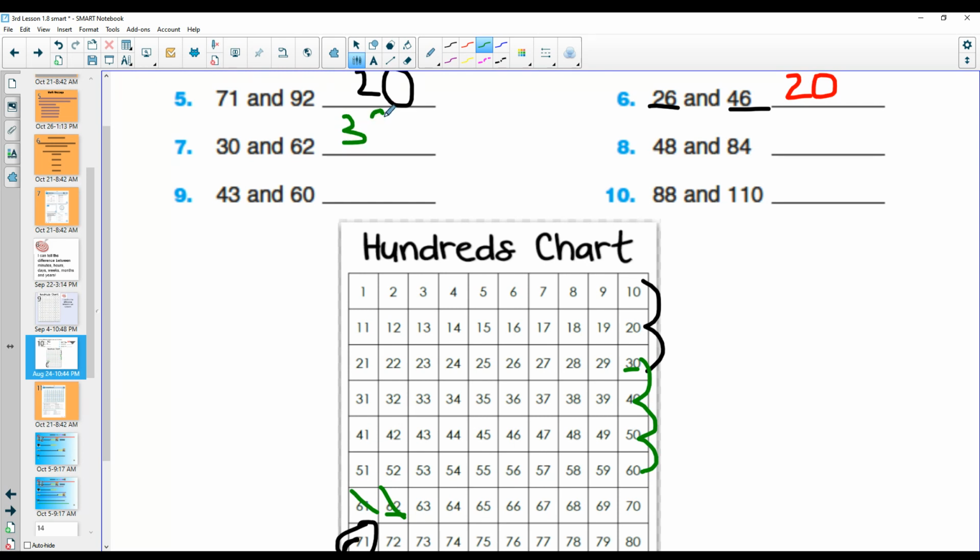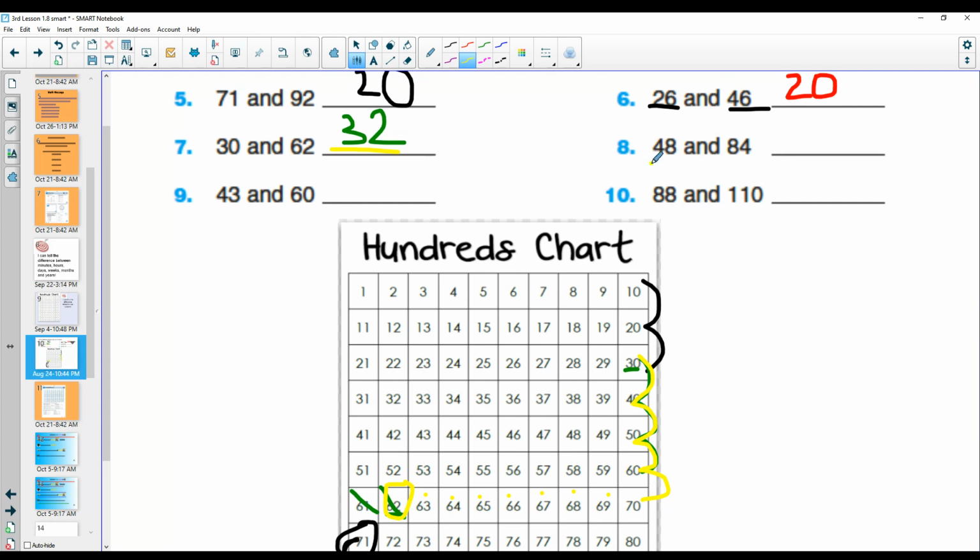Watch the other way that I could have done. I'm going to get the same answer. 10, 20, 30, 40. Now I'm going backwards. 39, 38, 37, 36, 35, 34, 33, 32. I ended up with the same number. I knew the pattern of the number chart.